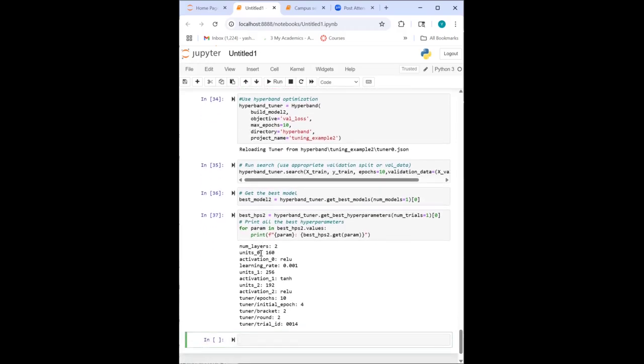Using the hyperband optimization technique, we found that the ideal neural network design is a total of two layers, where the base layer has 160 neurons and an activation of ReLU. The learning rate is 0.01. The first layer has 256 neurons with an activation function of tanh. The second layer has 192 neurons with an activation of ReLU.